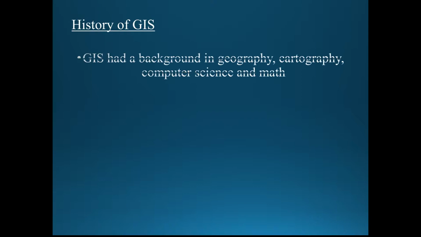So now we're going to get into the history of GIS. GIS has a background in geography, cartography, computer science, and math, predominantly statistics. Those are some of the backgrounds that are looking at GIS now as a graduate degree, people who didn't have the opportunity to learn about GIS when they were in school, but are using it now in their day-to-day lives.